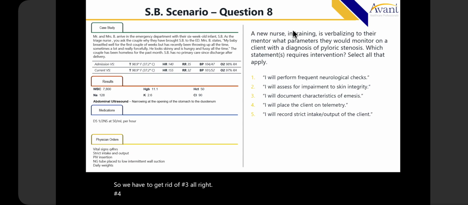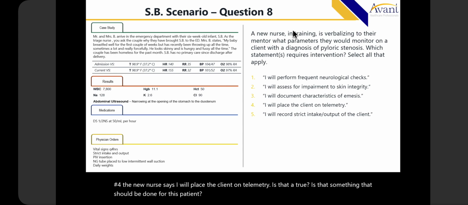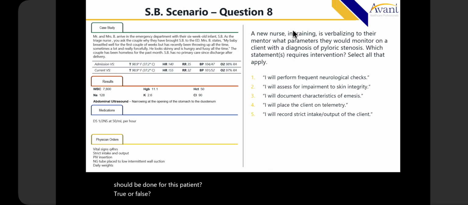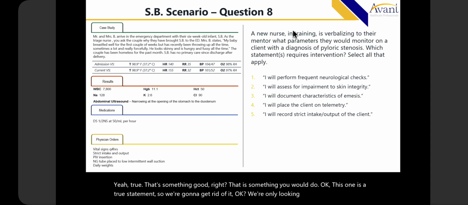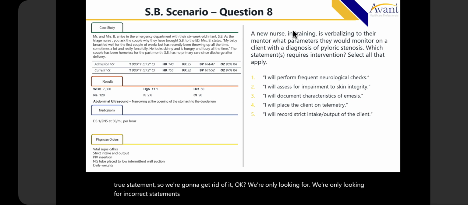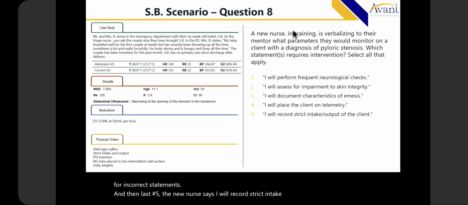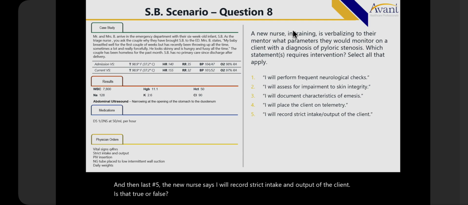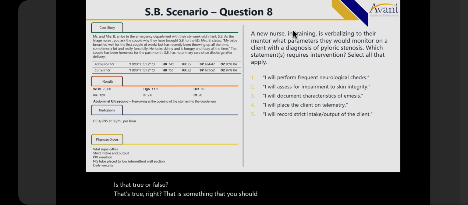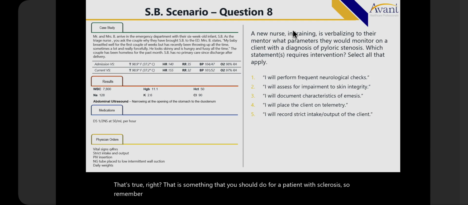Number 4, the new nurse says, I will place the client on telemetry. Is that something that should be done for this patient? True or false? Yeah, true. That is something you would do, okay? This one is a true statement, so we're going to get rid of it. We're only looking for incorrect statements. And then last, number 5, the new nurse says, I will record strict intake and output of the client. Is that true or false? That's true, right? That is something that you should do for a patient with pyloric stenosis. So remember, we're looking for untrue statements, so we can get rid of this.